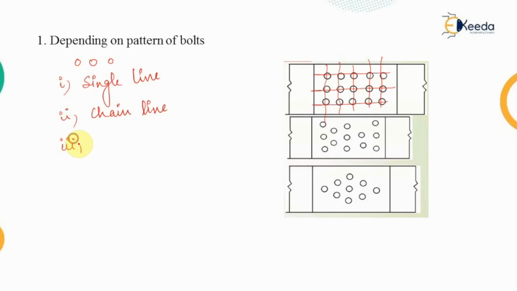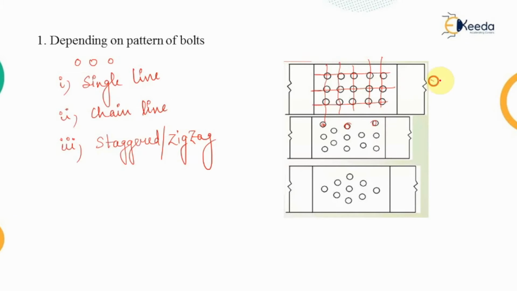Third type of pattern can be the one in which these bolts are staggered to each other, and that's why the name comes as the staggered connection, or it is also known as the zigzag pattern of the arrangement of the bolts. It is done so as to reduce the bolt hole area from the plate.